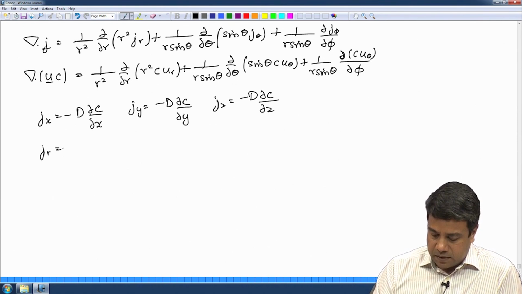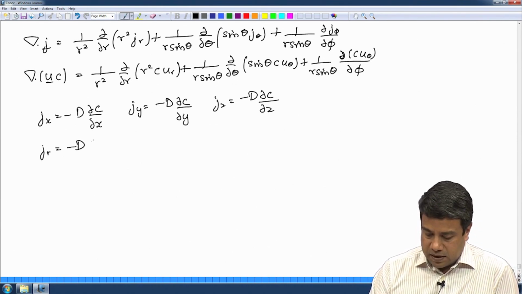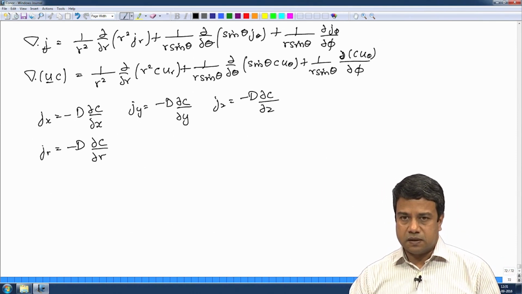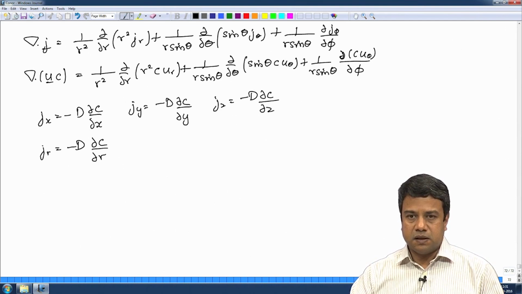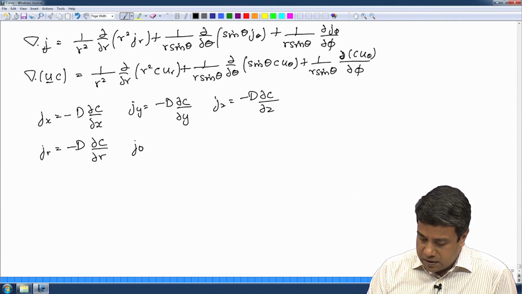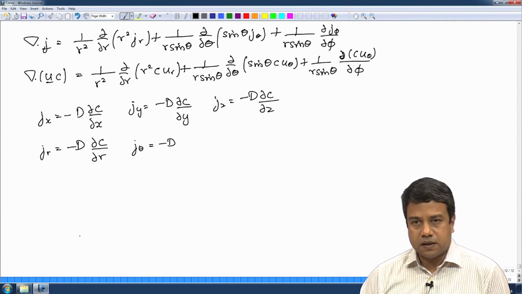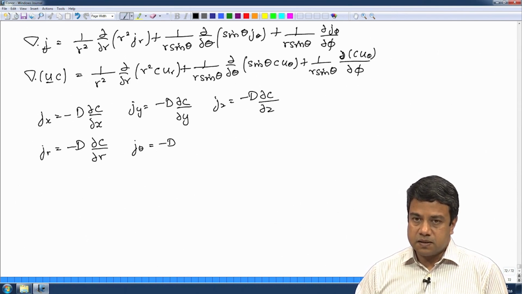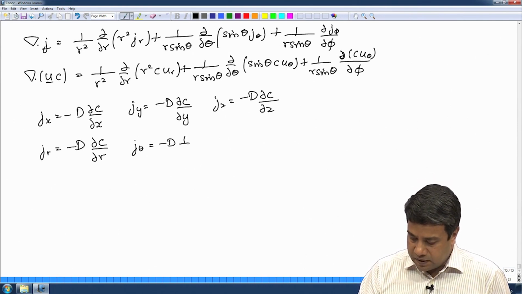So, therefore, Jr will be equal to minus d times partial c by partial r, because when you go from r to r plus delta r, the actual distance moved is delta r. The flux in the theta direction is going to be equal to minus d. When you go a small increment in the theta direction from theta to theta plus delta theta, the distance moved is r times delta theta. Therefore, you will get 1 over r partial c by partial theta.